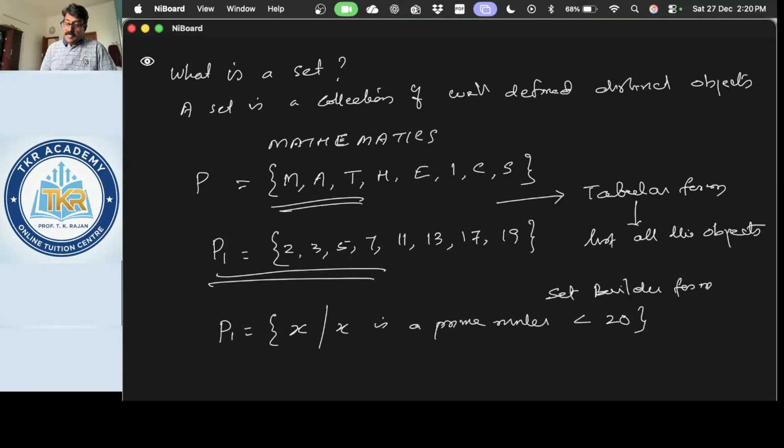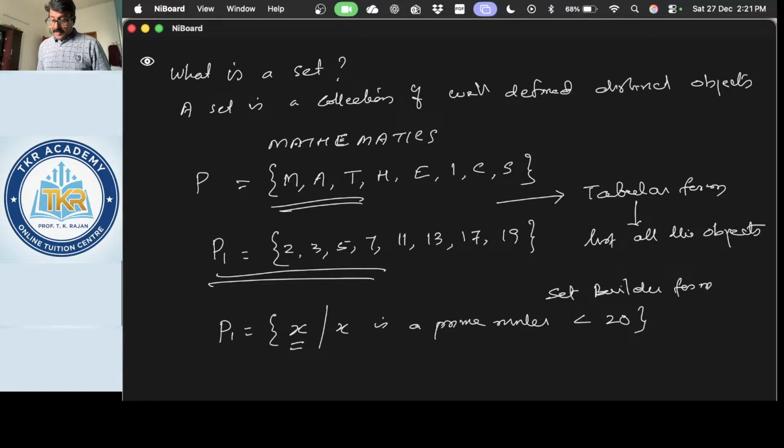Similarly, this set P, which consists of all the alphabets in the word mathematics, you can also write in the same way, besides the tabular form. Here, this x is actually a representer of the object. And this x is a prime number less than 20. So any prime number less than 20 will come in the collection P1, in the set P1.